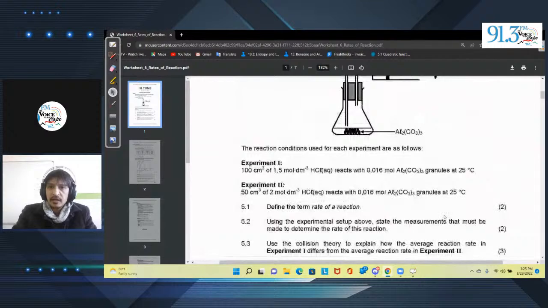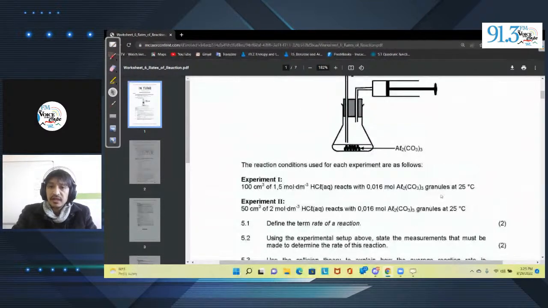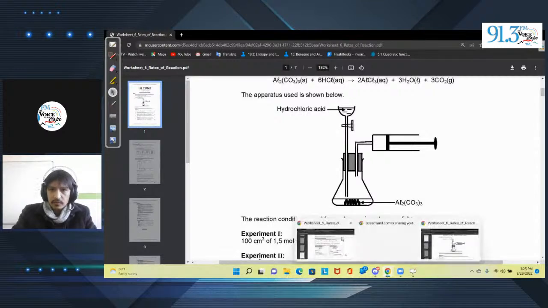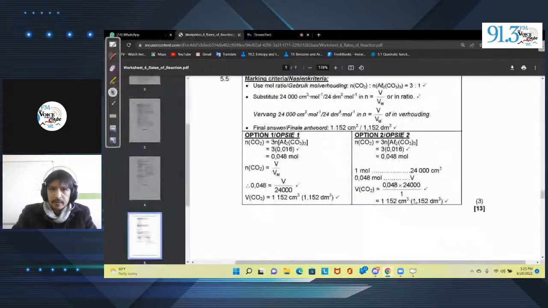That can be prepared from 0.016 mole aluminum carbonate. So theoretically, according to the ratio, we're supposed to be able to get 3 times this amount in terms of carbon dioxide. Okay. Now we go back to the memo. Now we look at this memo and we'll see that they go 3:1.